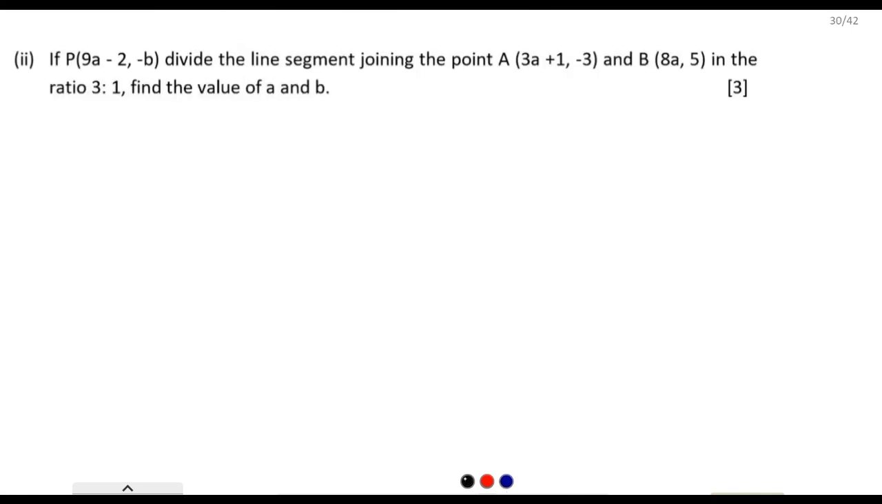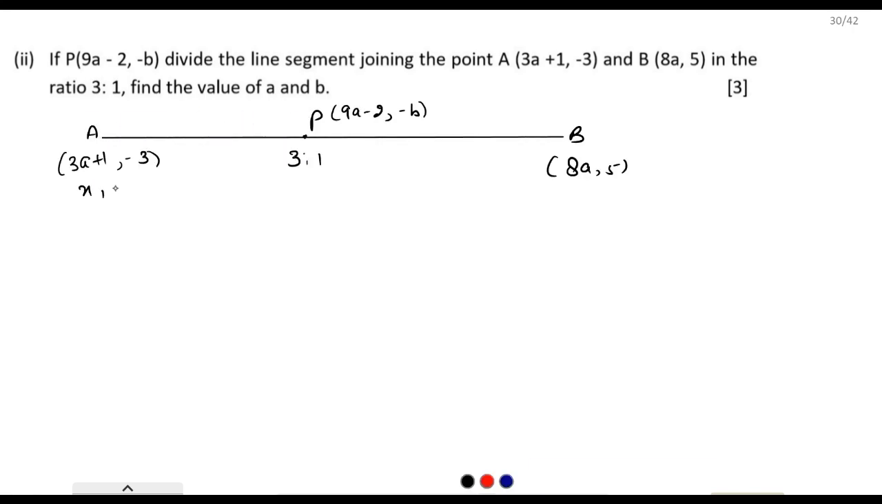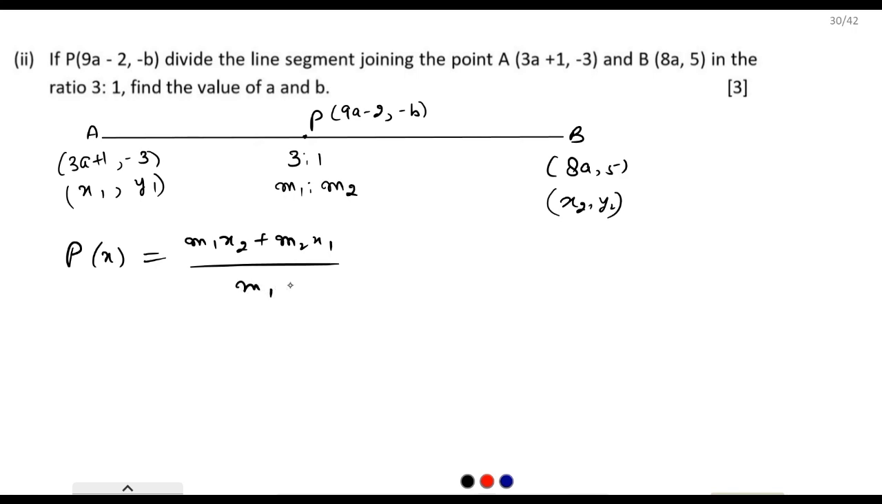Next, two points A and B are given and a point P is given which divides AB in the ratio 3:1. Coordinates of P are given and we have to find the values of A and B. We are applying section formula. Then x coordinate of P will be given by m1 x2 plus m2 x1 upon m1 plus m2. Similarly, apply formula for y coordinate of P.